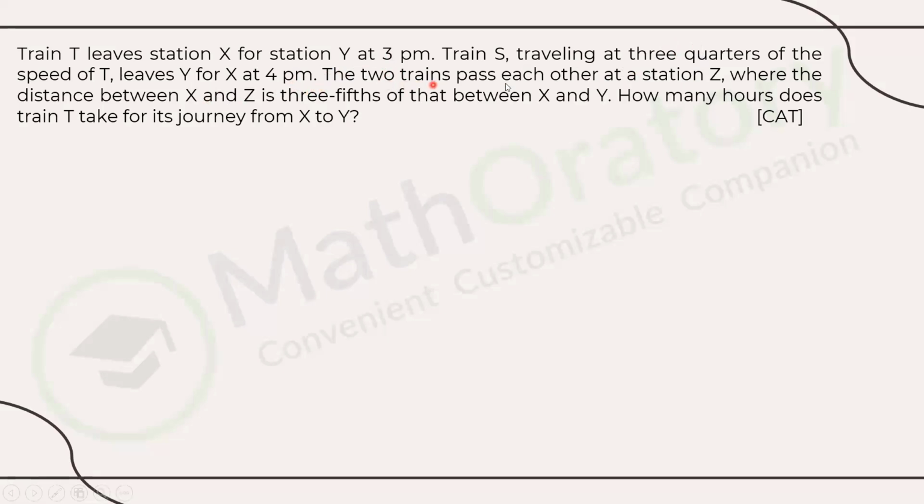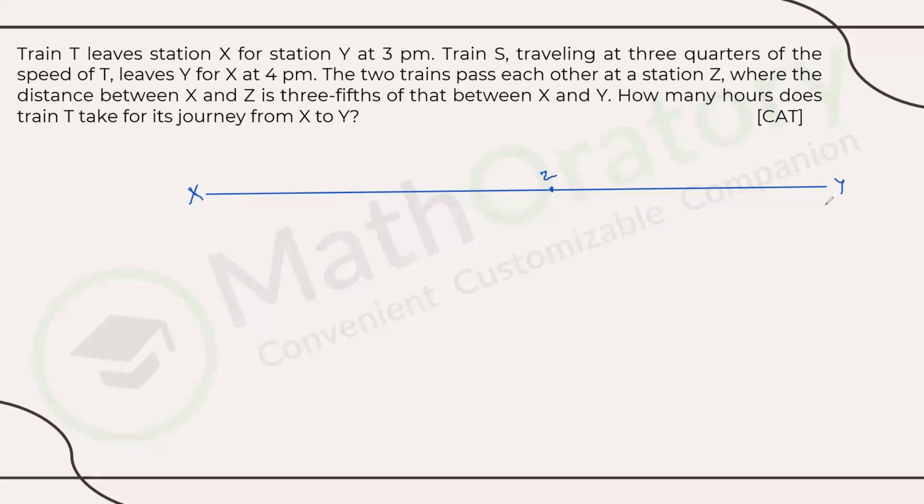The two trains pass each other at station Z, where the distance XZ is 3/5 of the distance between X and Y. X and Y are the two extreme points. If I have a relationship between XZ and XY, I can establish a relationship between the two segments that the train has traveled. If this is X and this is Y and this arbitrary point is Z, and I have a ratio between XZ and XY, then I can also establish a ratio between XZ and YZ.